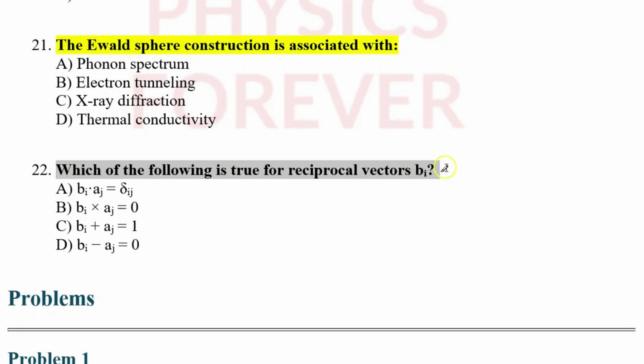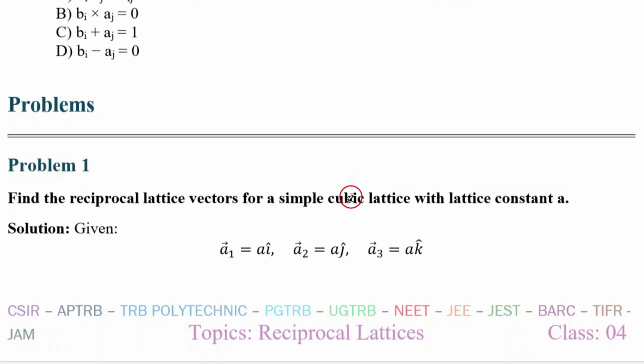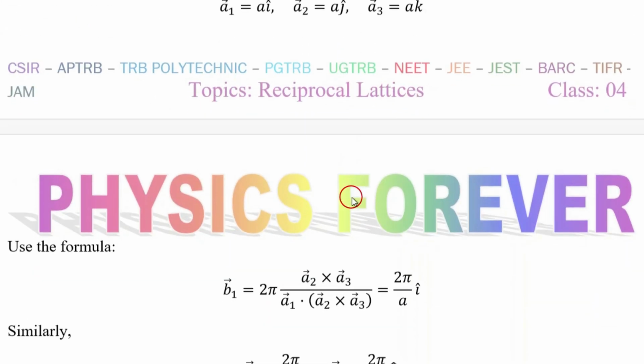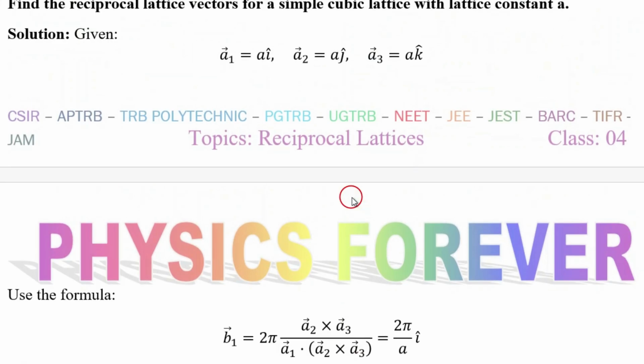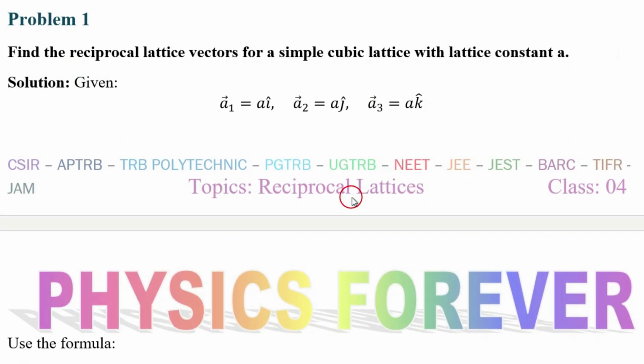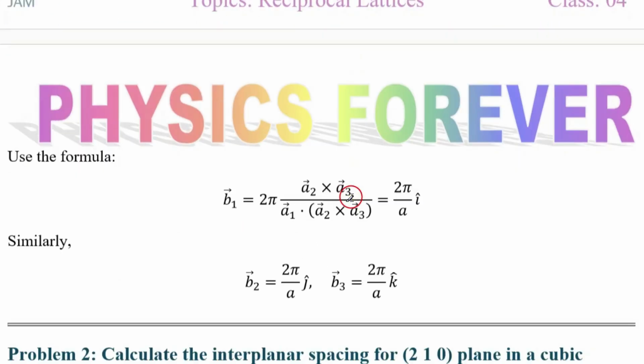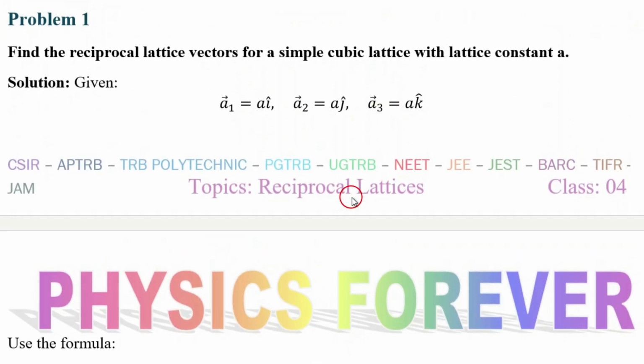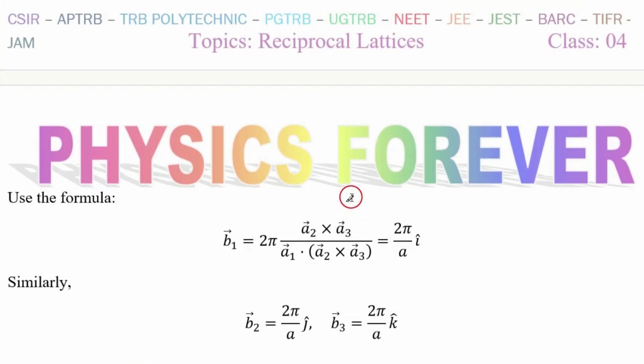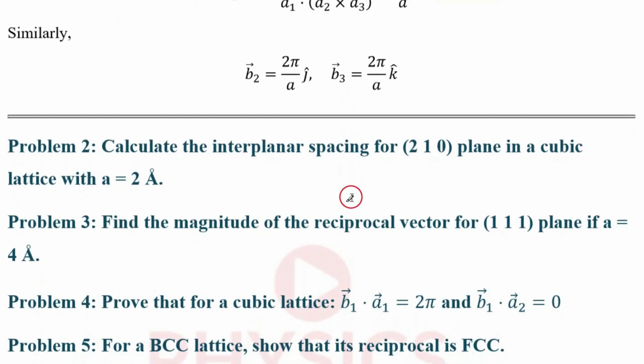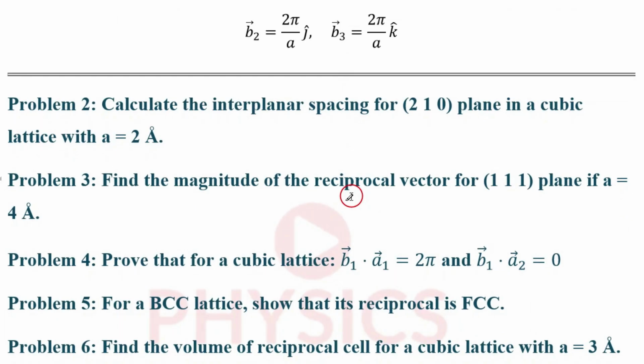Then which of the following is true for reciprocal vector BI? Okay, then some of the problems. So I think we already did the first problem. Okay, from the reciprocal lattice vector we found the simple cubic. So A1, A2, A3 are given, then we have to substitute in the B1 and B2 reciprocal lattice vectors, then we have to get the answer. Similarly we have to give some of the problems. So try this problem. If you don't know, comment, then we have to make the video.